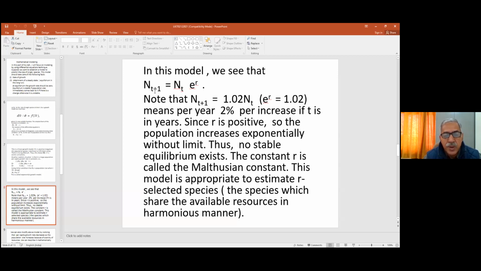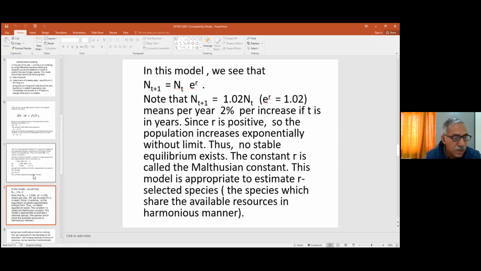Let us say, for example, I write n(t+1) is equal to n(t) e raised to power r. Let us say n(t+1) is equal to 1.02 into n(t). So it means e raised to power r is 1.02 in this. This is an example. This means a 2% increase per year. Since r is positive, the population increases exponentially without limit.